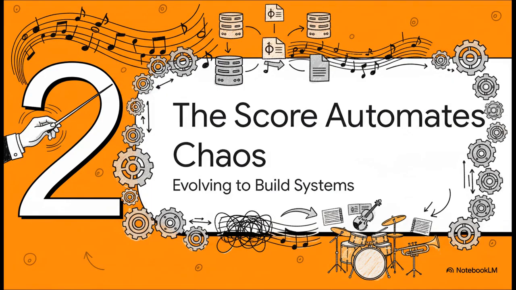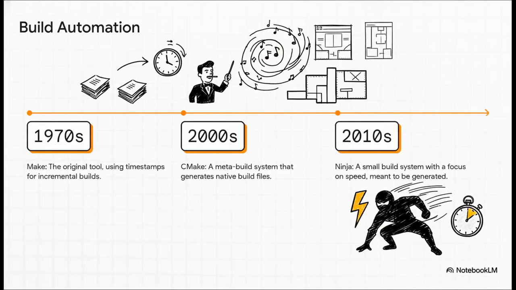Now, you can imagine, right? Trying to tell each of these instruments what to do one by one for a big project? It would be pure chaos, an absolute nightmare. So over the years, developers created a score, the build system, to automate and orchestrate this whole complicated dance. And that score has evolved a lot.